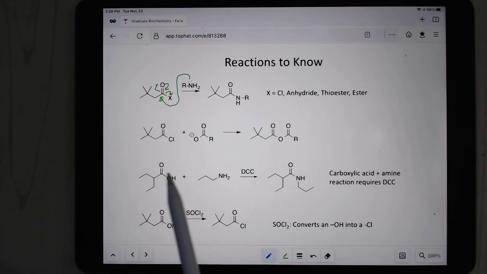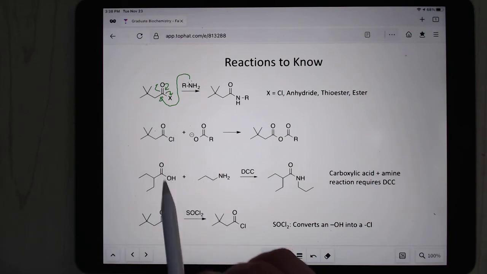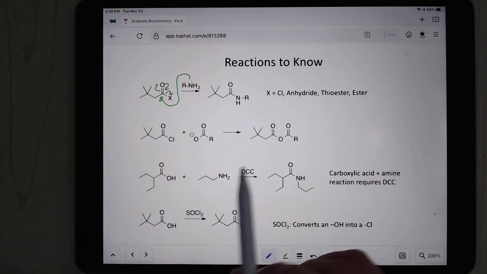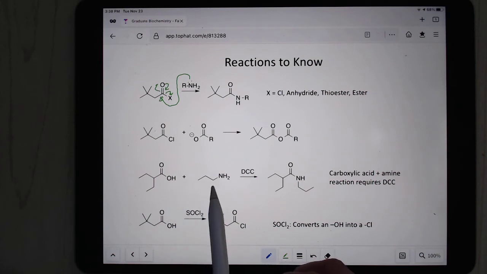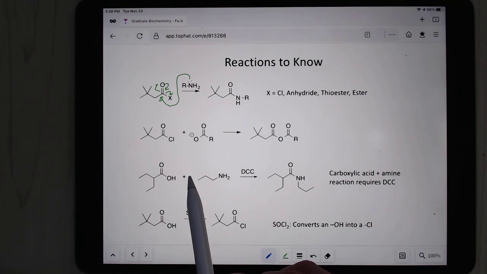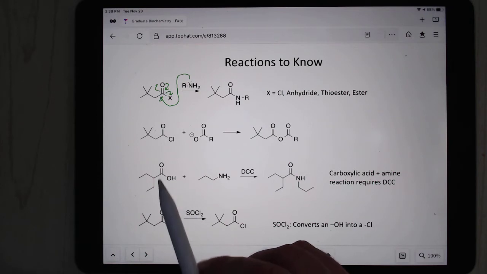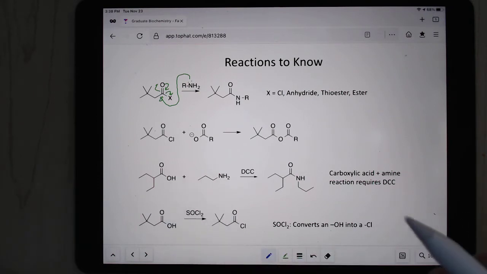But there's a quirk here: you have a carboxylic acid group here, which is acidic, and you have an amine group here, which is basic. And so if you just mix these two together, you're going to get a very nice acid-base reaction where this amine group just rips off the proton from the carboxylic acid, and so you just get the salt. This becomes O minus, this becomes N plus, and you're done.